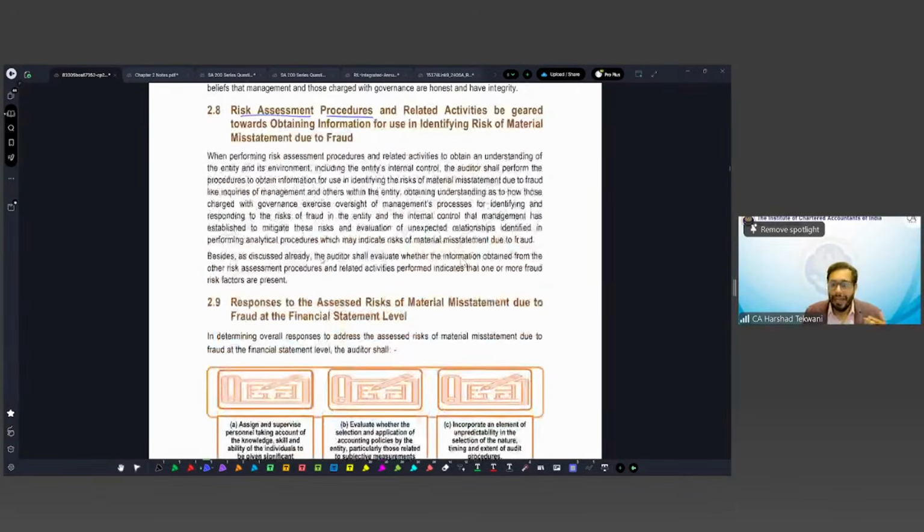The next part that we will now discuss is the response to the assessed risk. That is doing the audit of the fraud, not collecting the evidence. That is the next part that we have to discuss. But before that, any doubt?